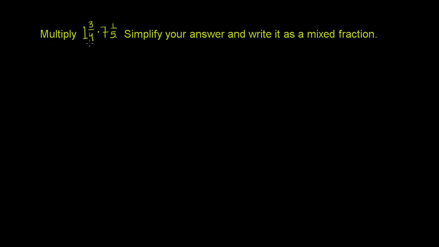Multiply 1 and 3/4 times 7 and 1/5. Simplify your answer and write it as a mixed fraction. So the first thing we want to do is rewrite each of these mixed numbers as improper fractions.